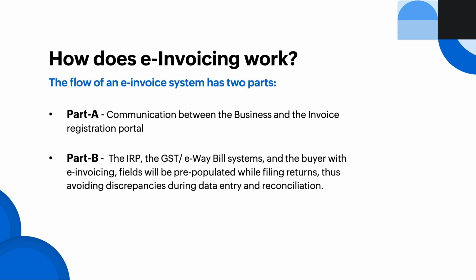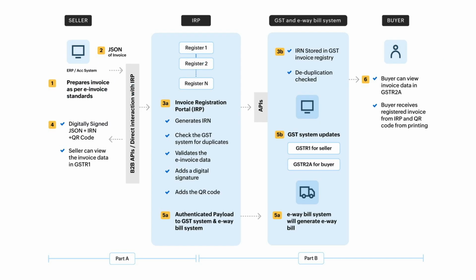So as far as e-invoicing is concerned, there are two parts. Part A will have the communication between the business and the registration portal, that is you and the IRP portal. Part B will include the IRP portal, the GST portal or the e-waybill portal if you are generating e-waybills. So through e-invoicing, fields will be automatically filled when you are filing the returns. This will reduce the errors during data entry and reconciliation.